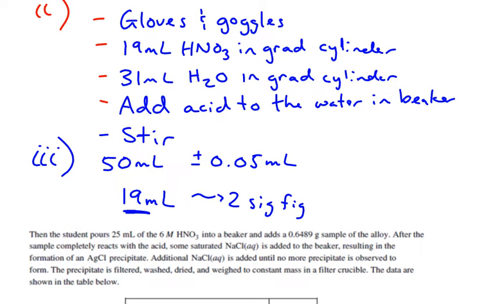Sig figs tell us how precise our values are. We can't be more precise than this. So if I'm measuring that much and I'm getting up to 50 mL, there's no reason I need a tenth or a hundredth, because I didn't get my initial measurements to be that precise anyway. So the graduated cylinder is more than enough, because that little amount of error is not going to affect anything. We already have more than enough built-in error.